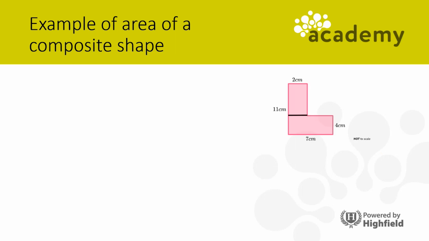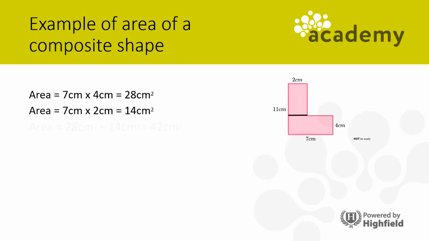Here's another example. So the area of the first rectangle at the base is 7 centimeters times 4 centimeters, which is 28 centimeters squared. The area of the second rectangle is 7 centimeters times 2 centimeters, which is 14 centimeters squared. Now we've gotten that 7 by taking 4 away from 11. Then the area is 28 centimeters squared plus 14 centimeters squared to give us 42 centimeters squared.